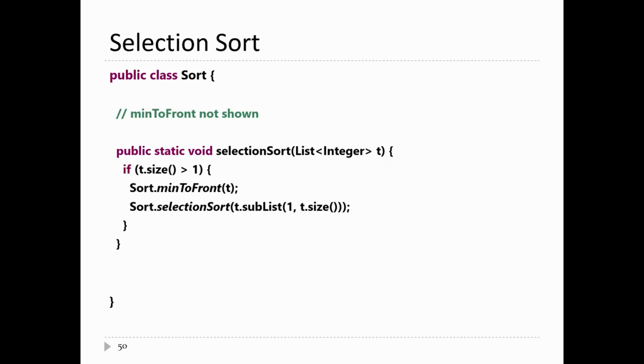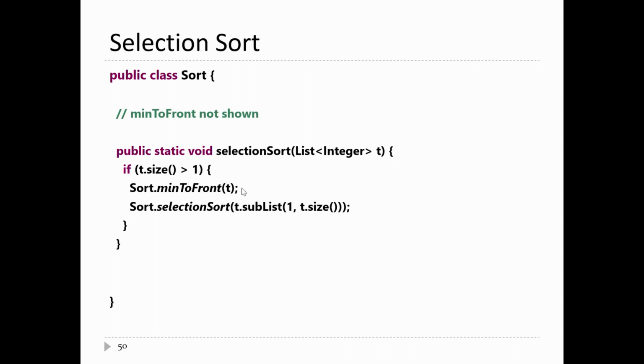There's the recursive version of selection sort, assuming you already have min to front. So if the size of the list is bigger than 1, move the smallest element to the front of the list. Then sort the rest of the list. So there's selection sort in 3 lines, assuming you already have min to front.